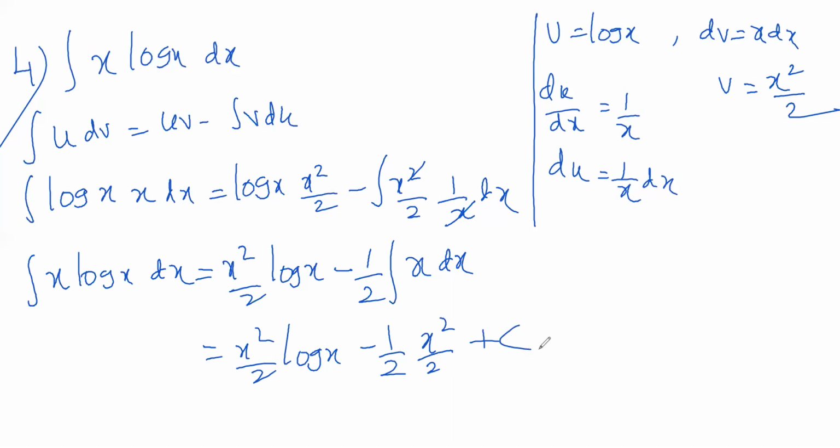Now here, this x squared by 2 is common, correct? So taking this x squared by 2 outside, the remaining terms are x squared by 2 into log x minus 1 by 2 plus c. So the answer is x squared by 2 into log x minus 1 by 2 plus c. So with this, problem 4 is over. Next, two more problems.